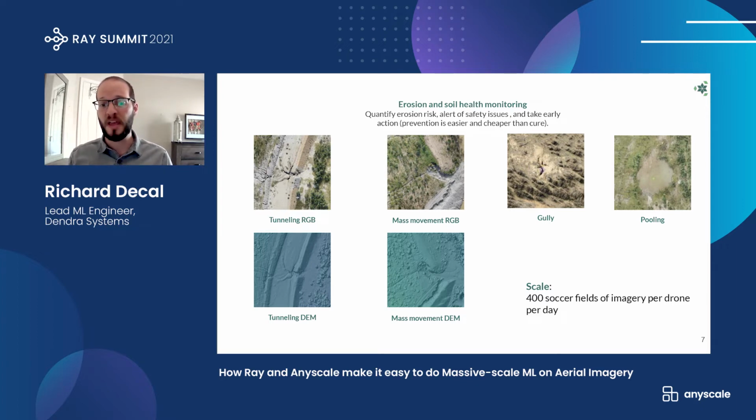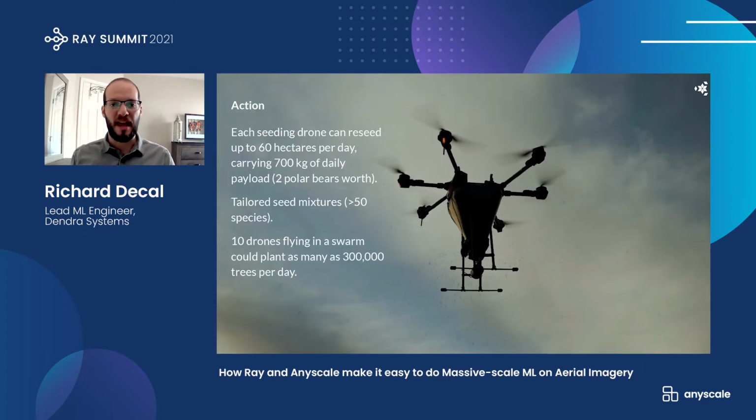A single drone can, in a single day, capture 400 soccer fields worth of imagery. And in addition to being able to monitor these areas, we could also take action. We have seeding drones that every single one can deploy 2 polar bears in weight worth of seeds in a single day. These seeds, by the way, can be tailored mixtures of over 50 species as opposed to monoculture. And a single pilot can fly multiple drones in a swarm, and 10 of these drones can plant as many as 300,000 trees in a day. So this is much more than you and I can hope to plant in a single day on our own.